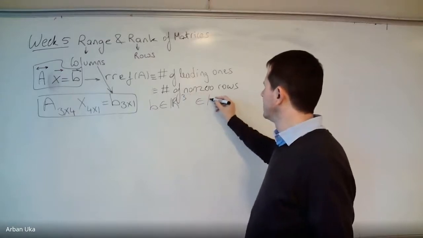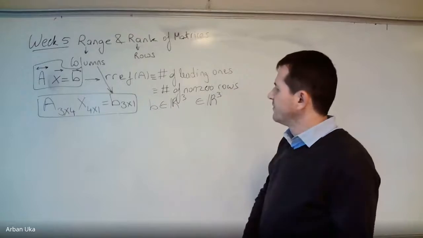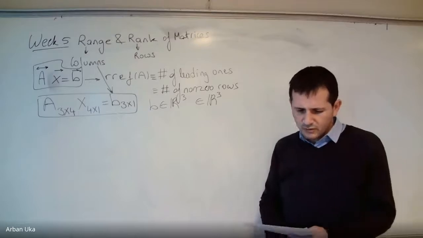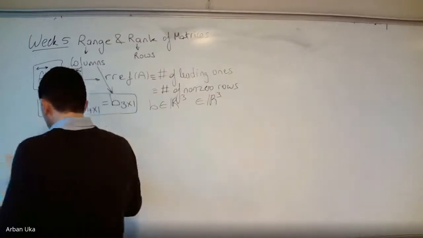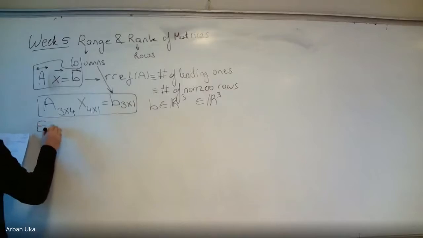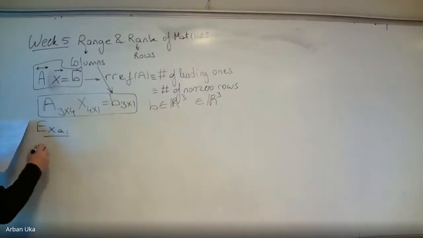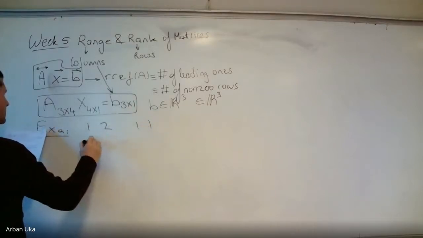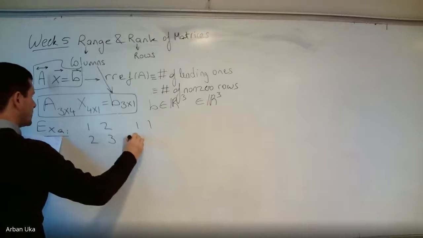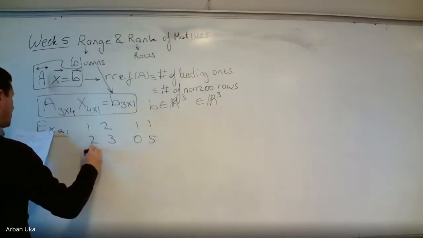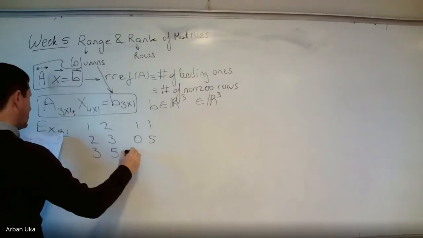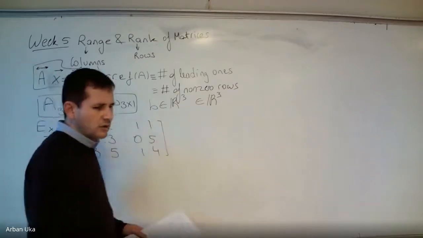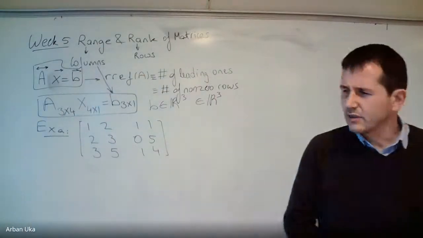Sorry, let me do this again. Of R3. Why? Because it's 3 by 1. That means that we need a triplet of numbers to determine what B is. Now, let's see an example here. As an example, let's pick a matrix which is 3 by 4, and it goes like 1, 2, 1, 1, 2, 3, 0, 5, and 3, 5, 1, 4. So here we have a matrix, and we want to determine the rank of this matrix.